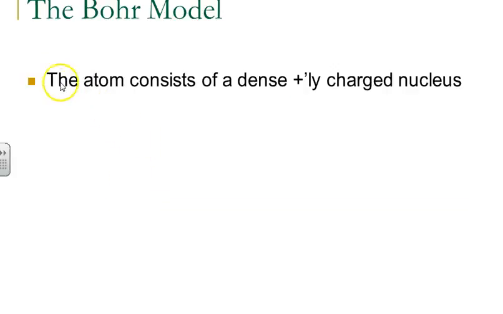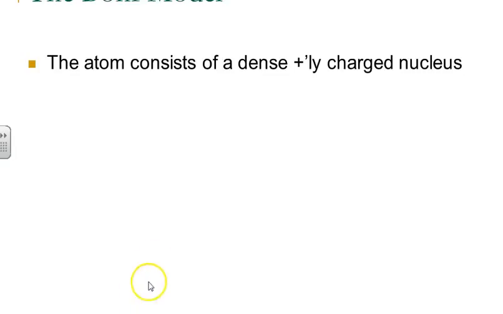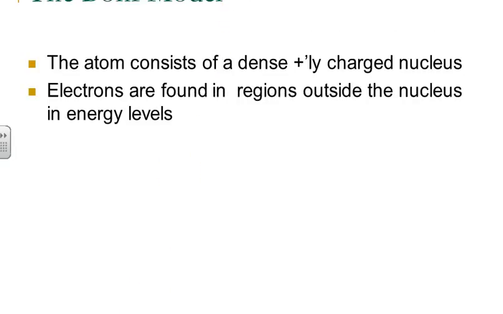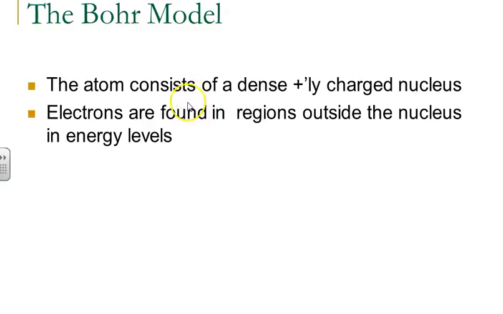So the Bohr model takes from Rutherford and then adds to it. It actually clarifies some things that Rutherford had in his model that did not work. But the first of these is from Rutherford. The atom consists of a positively charged nucleus that's very dense, located in the center of the atom. Electrons are found in areas outside the nucleus in places called energy levels.